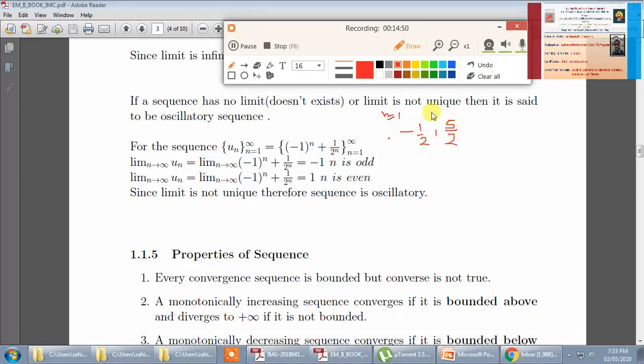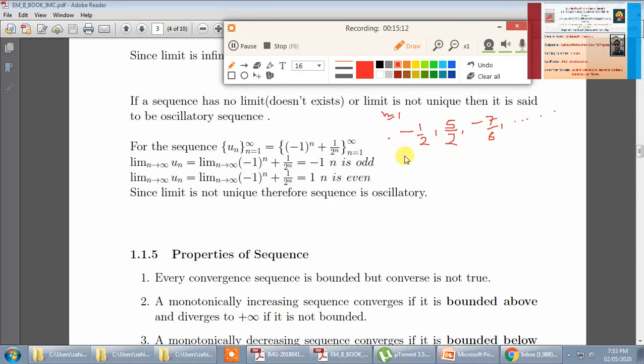If n is equal to 3, we get minus 1, and here it is 8. So minus 8 plus 1 gives minus 7 by 8, and so on. So you can see that this is an alternating sequence.